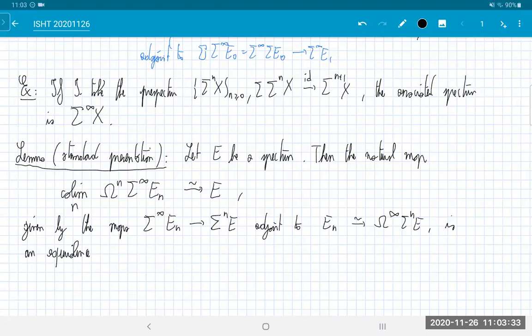So as we were noticing, a spectrum does give me a pre-spectrum, and I'm telling you that the associated spectrum is indeed the same as the original spectrum. So this is like taking all possible elements of my group as generators and putting all possible equations as relations.